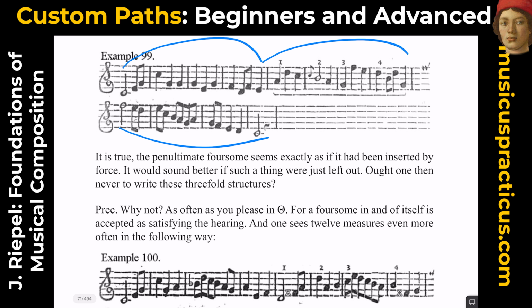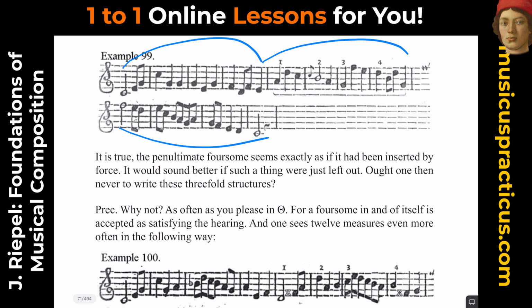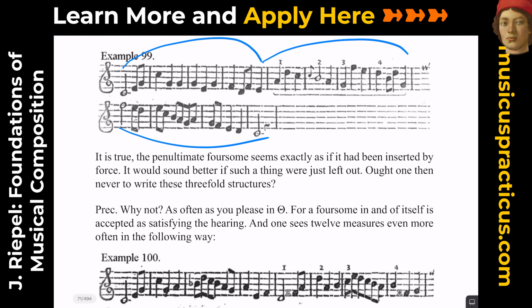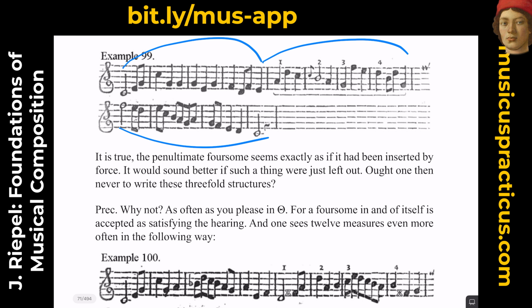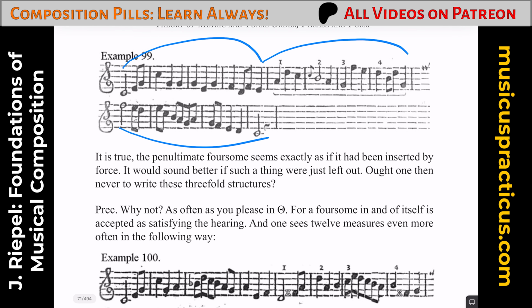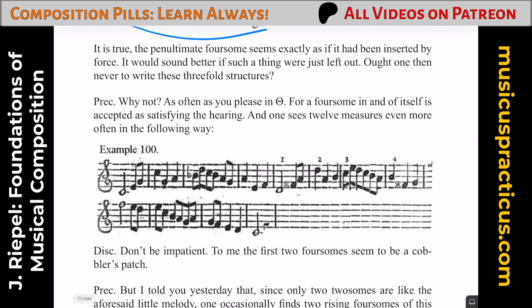As often as you please in variation. For a foursome in and of itself is accepted as satisfying the hearing, and one sees 12 measures even more often in the following ways.